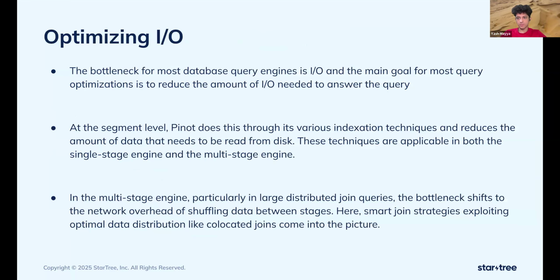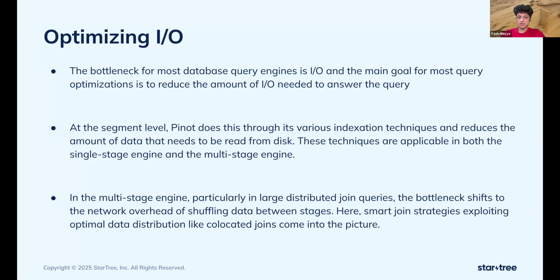So let's talk about optimizations. The bottleneck for most database query engines is I/O. And the main goal for most query optimizations is to reduce the amount of I/O needed to answer a query. At a segment level, Pinot does this through its various indexation techniques and reduces the amount of data that we actually need to read from disk in order to serve a query. These techniques are applicable in both the single stage engine and the multi-stage engine. As I pointed out, the multi-stage engine simply wraps over the single stage engine in its leaf stages. So that's where the indexation techniques come into the picture.